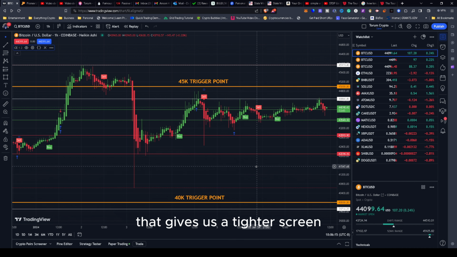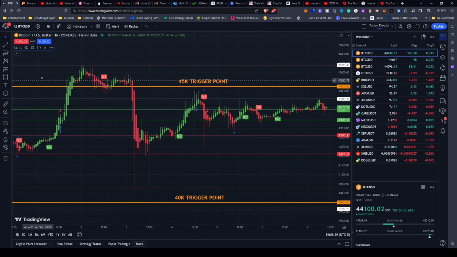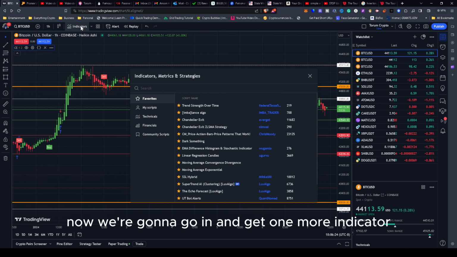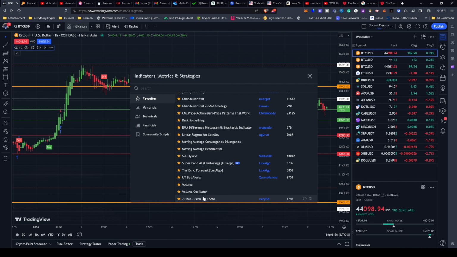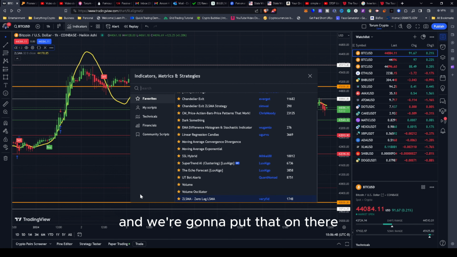That gives us a tighter screen, easier to see everything there. Now we're going to go in and get one more indicator. That indicator is the zero lag SMA, or the ZL SMA, by Veryfid, however you say that. And we're going to put that on there.